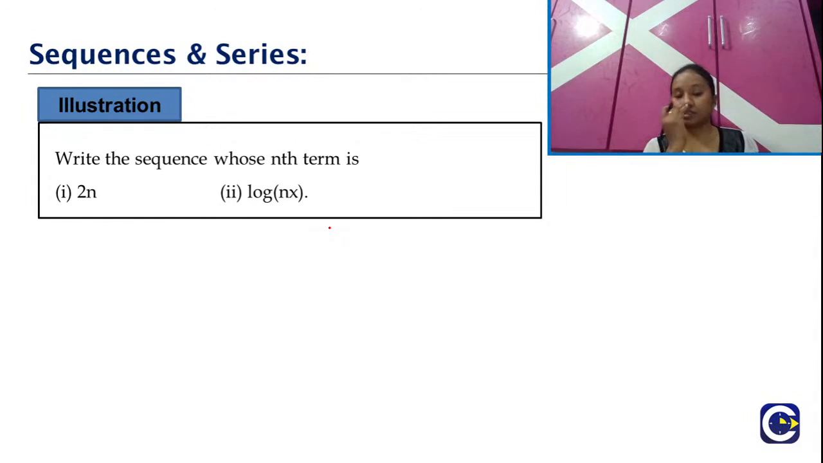While writing the sequence, it doesn't mean that you have to write all the terms infinitely, because obviously it will be an infinite sequence. So yeah, you can write the first 3-4 terms and then the last term. That would be enough.